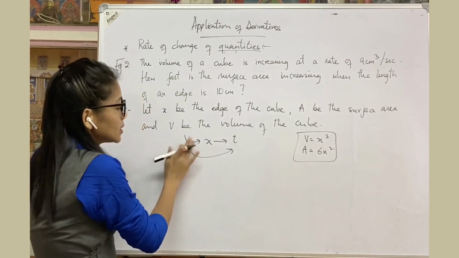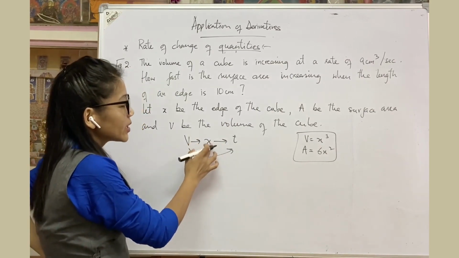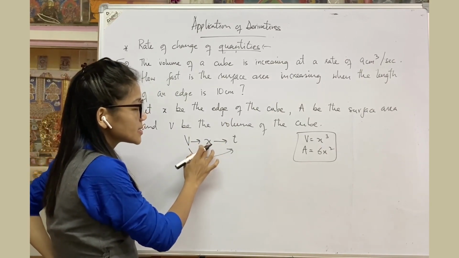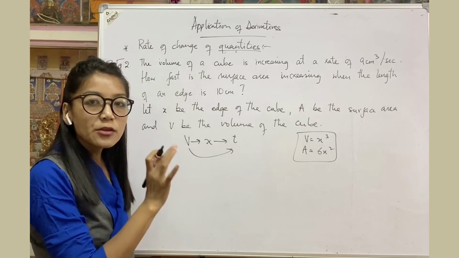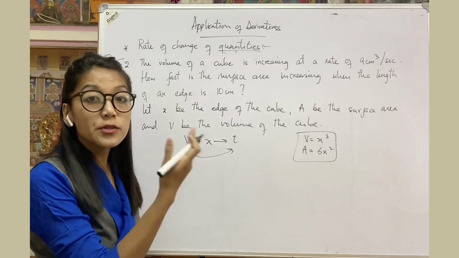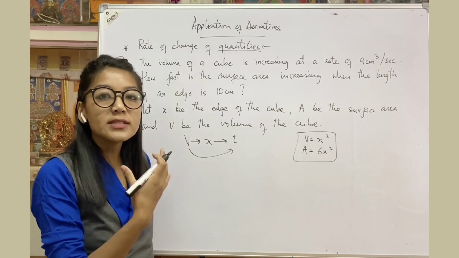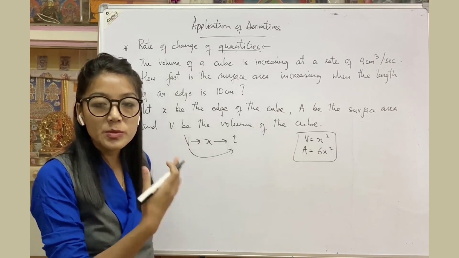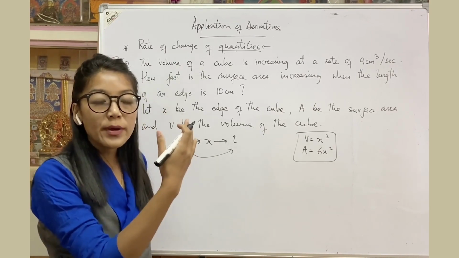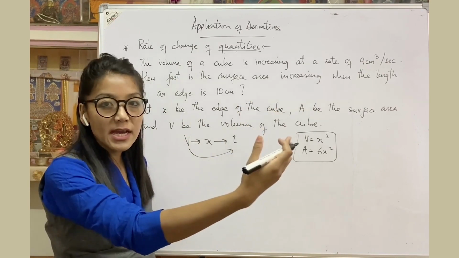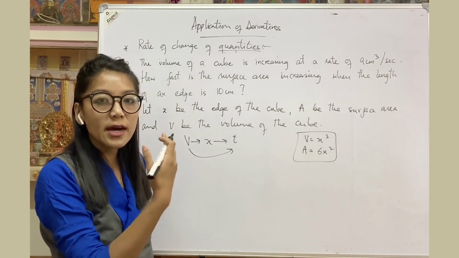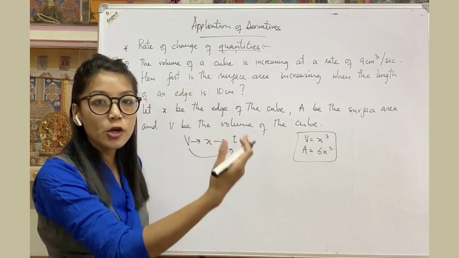Similarly, if the edge of the cube or the side of the cube is changing with respect to time, then volume and surface area will also change with respect to time, because they both depend on x, but x is depending on time. So therefore volume and surface area both of them are depending on time.